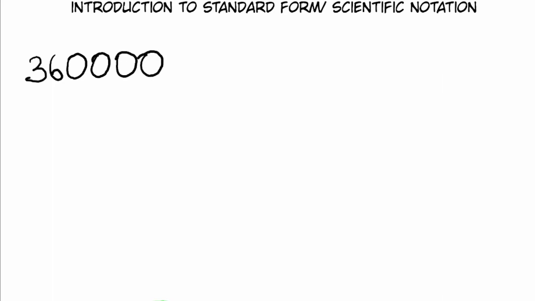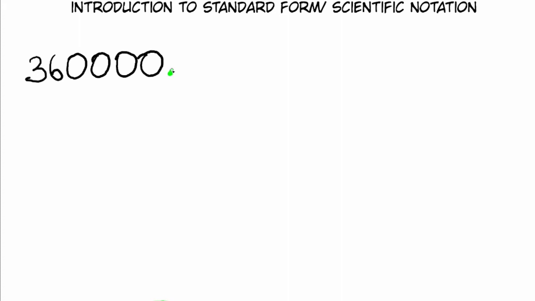Here we have 360,000. The instruction is to write this in scientific notation. What's the first thing we need to do? Well, we need to write this number as a value between 1 and 10. Now, how do we do that? We'll have to move the decimal point. The decimal point in this number would be located here, behind the last 0.